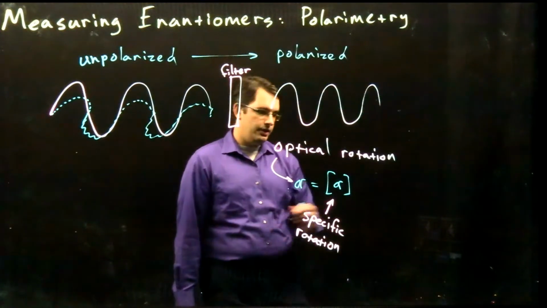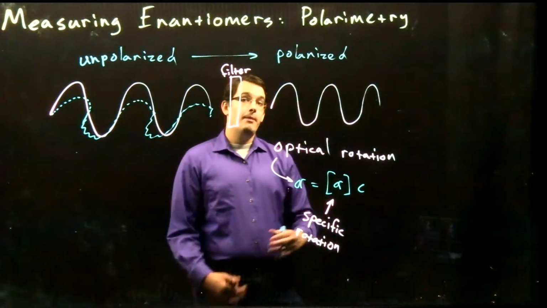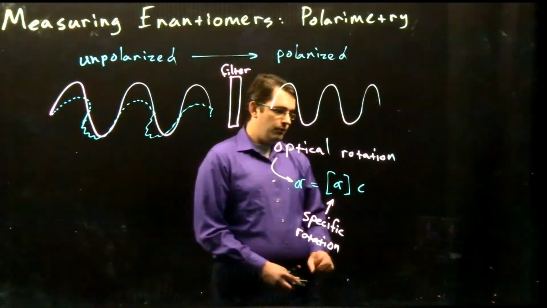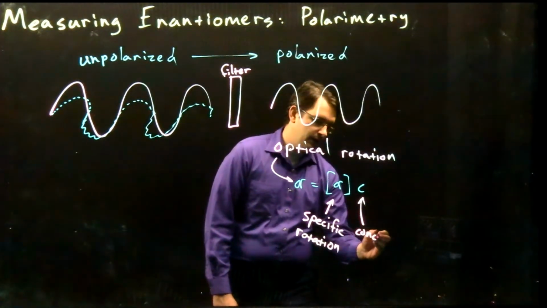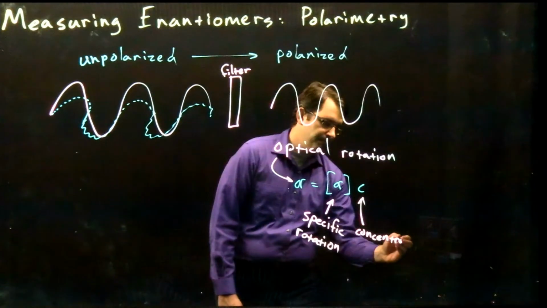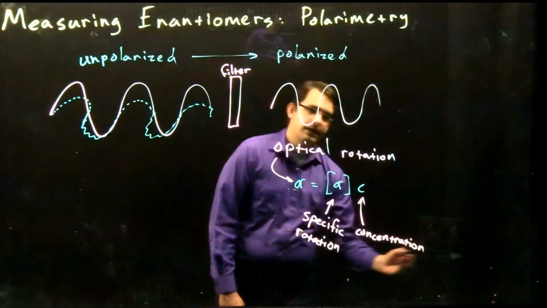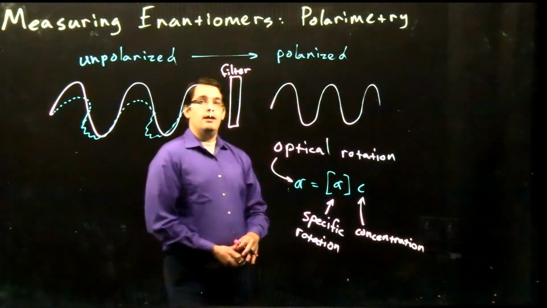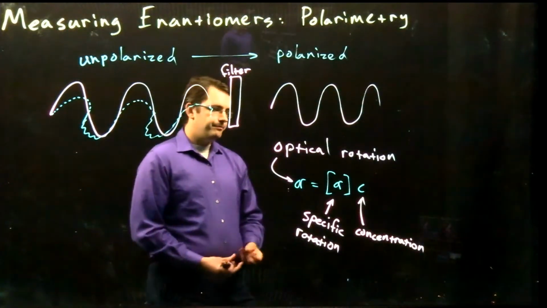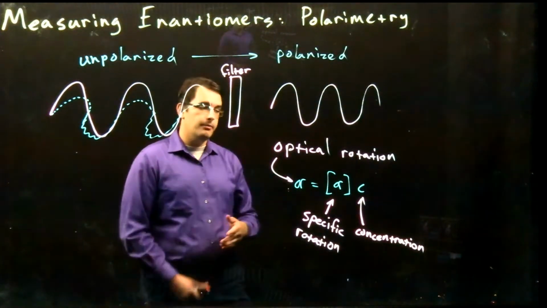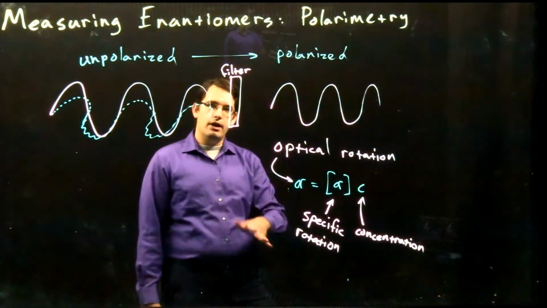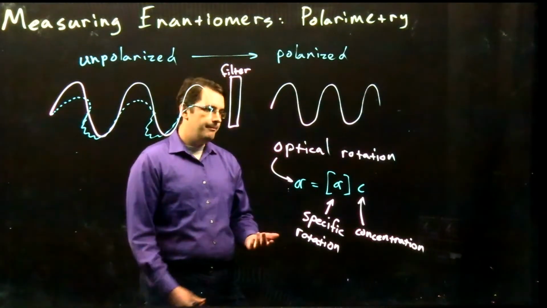Now, of course, if each molecule is rotating our light, the next thing that should affect our overall optical rotation is how many molecules we're running into with our light. We can tell that using our concentration. Concentration tells us the number of molecules in a given volume. So if we're hitting a lot of molecules, each of those molecules is going to rotate our light a little bit, and so we're going to see a very large optical rotation overall.